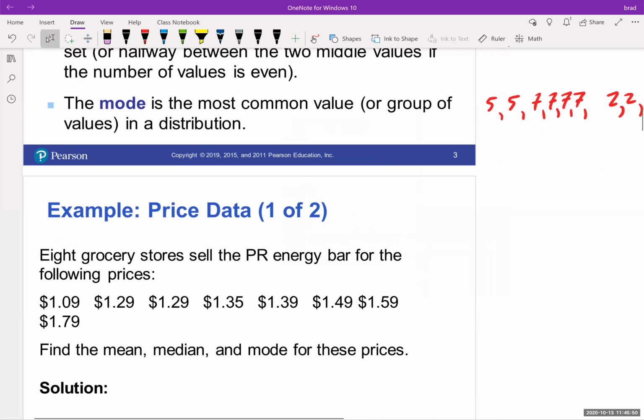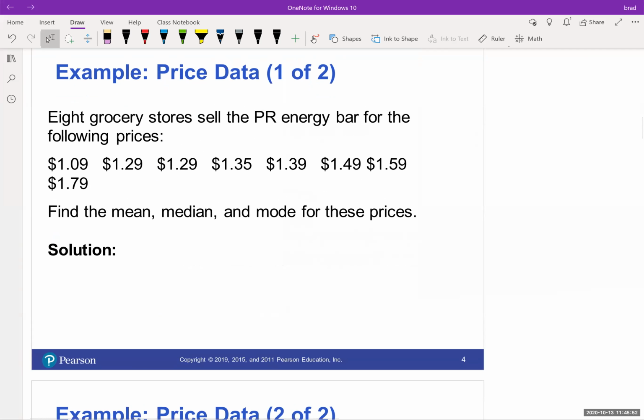Yeah, let's move on. I'm going to do a little bit of examples for each of those. Eight grocery stores sell the PR energy bar for the following prices: $1.09, $1.29, $1.29, $1.35, $1.39, $1.49, $1.59, and $1.79. Find the mean, median, and mode for these prices. The only hard one is going to be the mean, okay?